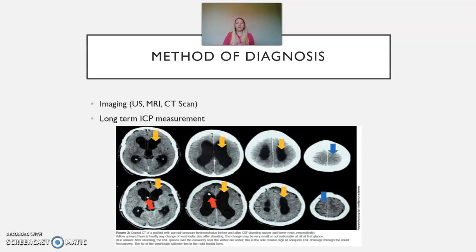All right, so the method of diagnosis, you're looking at CT scans, MRIs, ultrasounds, and I thought that it was really neat that you could actually place a shunt or an intracranial pressure measurement, and so they can actually measure the pressure inside the cranial cavity, and see if that pressure is going down or going back to normal. And so this is just one way that they keep track of the pressure to see the status of the hydrocephalus.